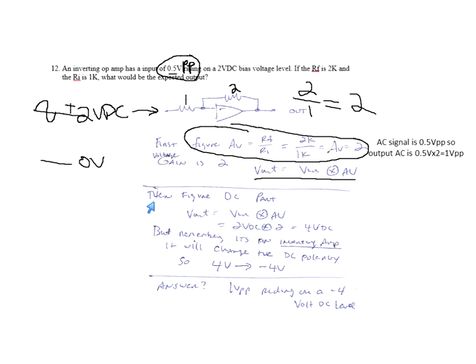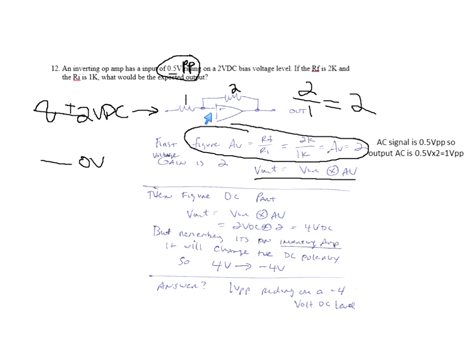The second part is the DC value. I'm putting in 2 volts, and my gain is 2, so you would think I'm going to get 4 volts out. Well, you will. The problem is, this is an inverting amplifier, and an inverting amplifier inverts the voltage of the DC values. So really I'm getting 4 volts out, but it's going to be a negative 4 because I'm using the inverting terminal. So what am I getting out of this circuit?